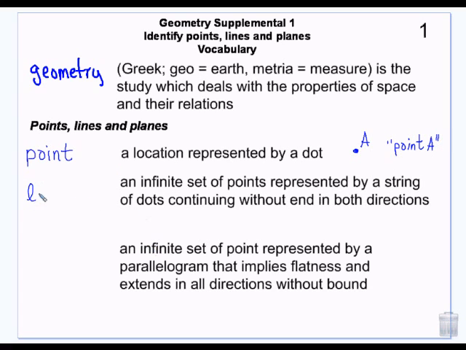Okay, a line is an infinite set of points represented by a string of dots continuing without end in both directions. So we don't actually draw all the dots, but lines go on forever and ever. And we pick two points on the line. And so this would be line AB. And the symbol for that, so you don't have to write the word line, is AB with a line over top of it. Now, lines have arrows on both ends because they go forever and ever and ever.